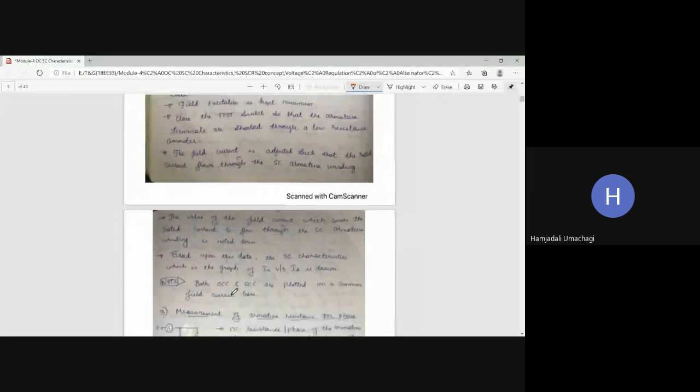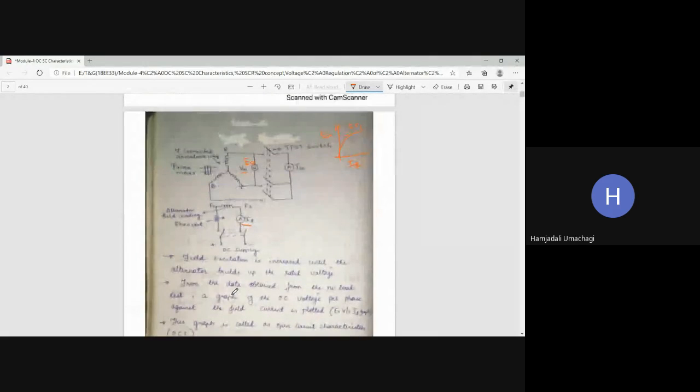So now for the short circuit test, the procedure is very simple. After conducting the open circuit test, now we will go for the second step, that is the short circuit test. For the short circuit test, run the alternator at rated speed without load. Initially don't connect any load and run the alternator to the rated speed. Then keep the field excitation minimum, IF value should be kept 0. Minimum means it is almost 0 only.